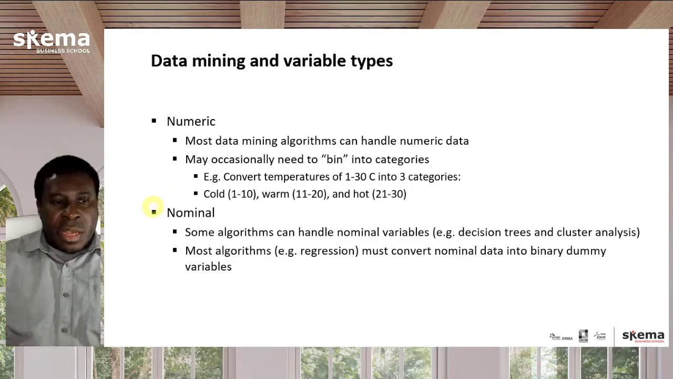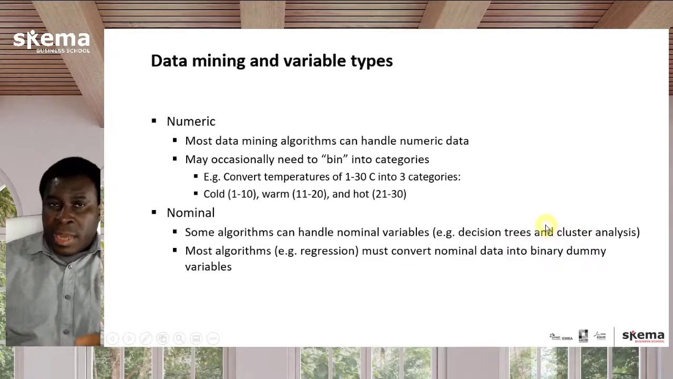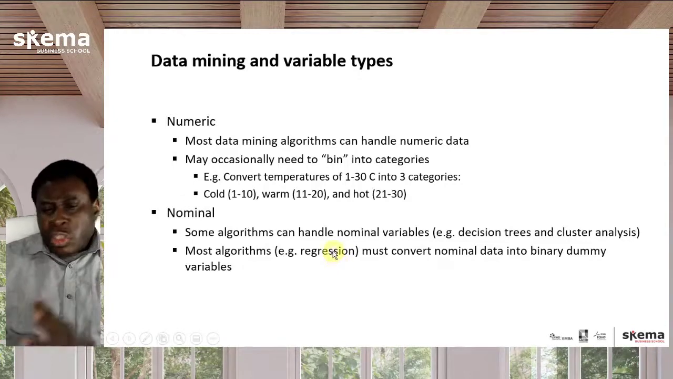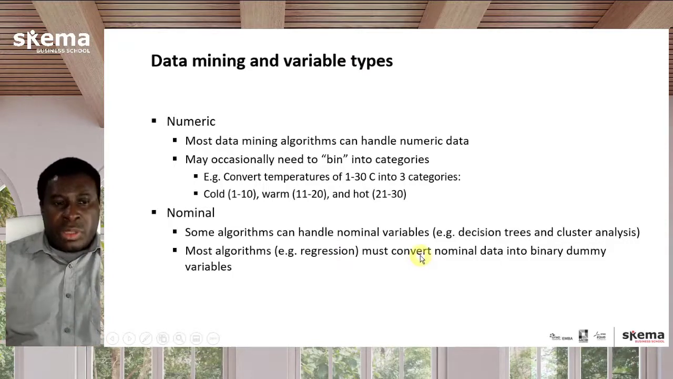So then some comments on nominal types. So this is text type data. Some algorithms can handle nominal variables as text categories, but most actually cannot. Most algorithms expect numbers and work with numbers. For nominal types, some like decision trees and some versions of cluster analysis can handle categories fine and predict based on them. But most algorithms, such as regression, have to actually convert the categories into numbers in order to do analysis. And there are standard ways to do that, especially binary dummy variables. And so that can be done.